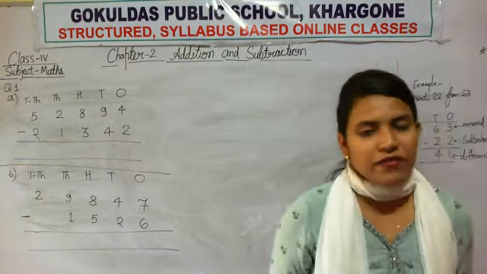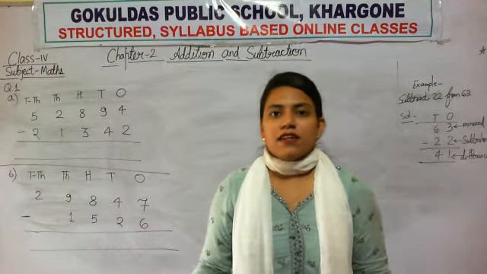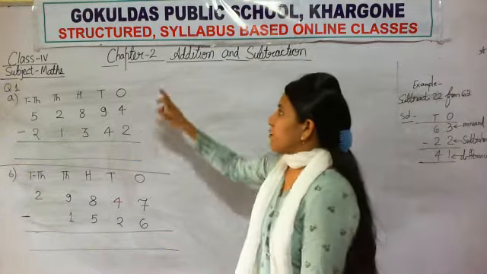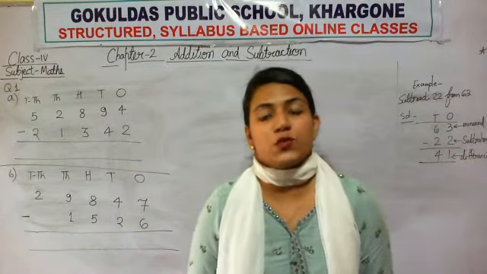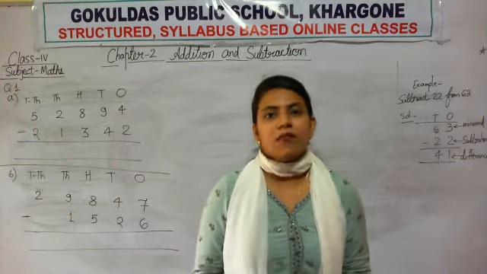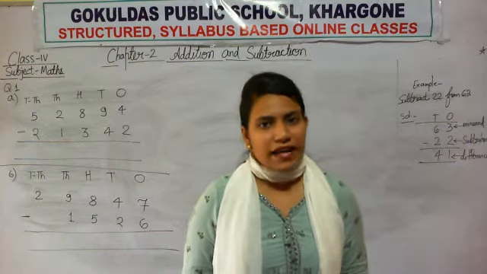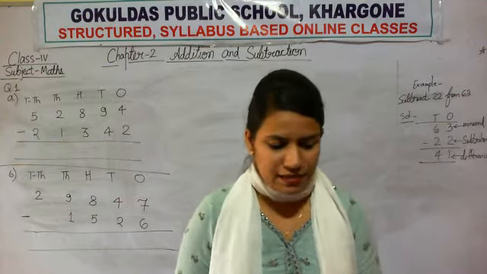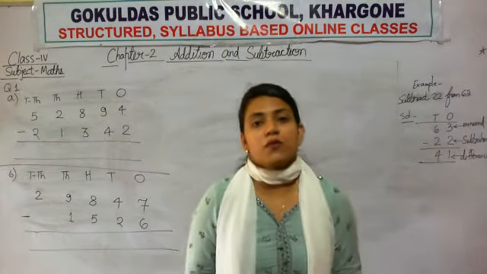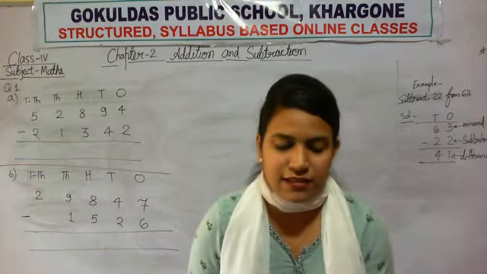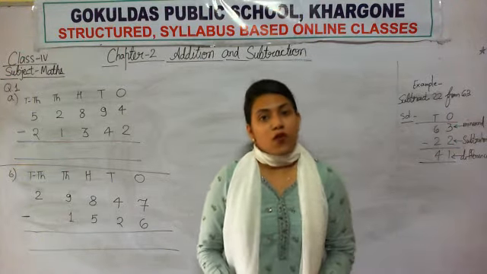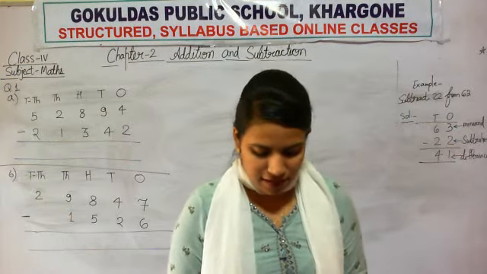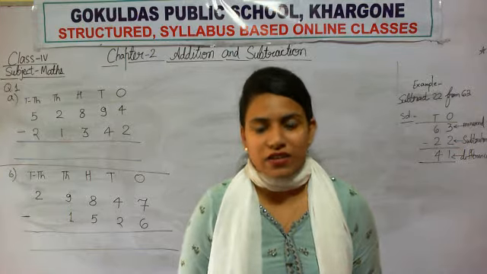In our previous lectures we have discussed chapter 2, addition and subtraction. Exercise 2.1, in which we have done some addition based problems, right? In exercise 2.2, what have we done? In exercise 2.2 we have done the properties of addition. In exercise 2.3 we have done rounded off sum and actual sum. And in the next exercise we are going to do subtraction.